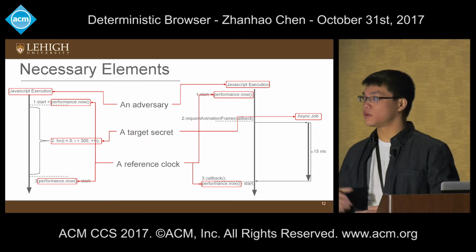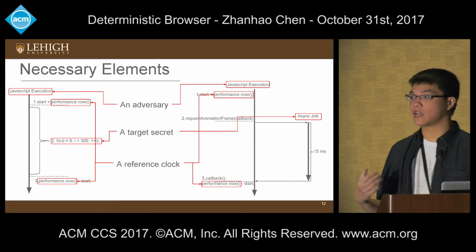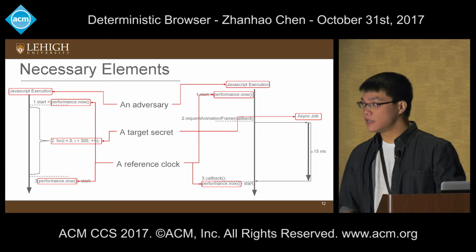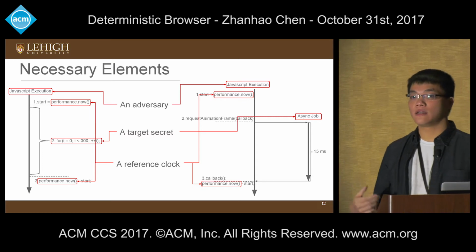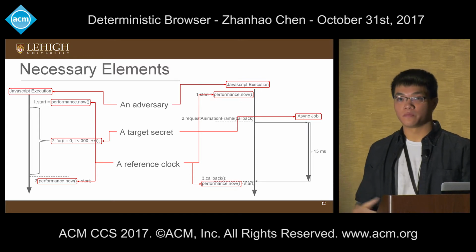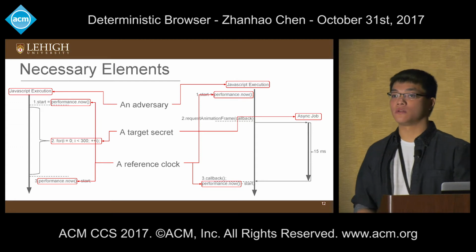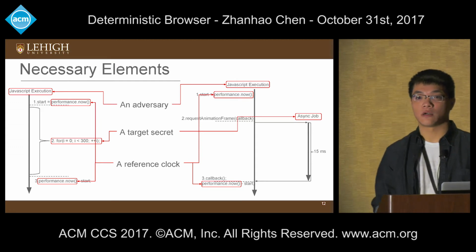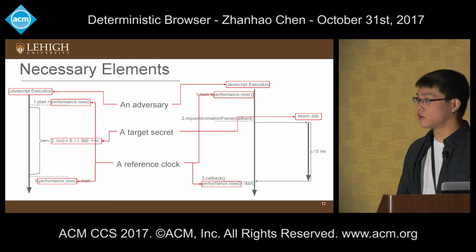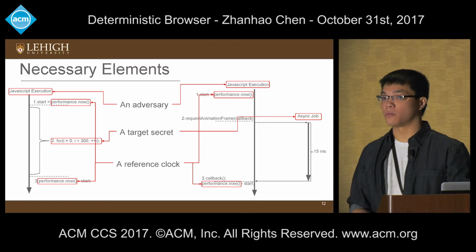So this slide shows the three necessary elements in both cases. Let's take a close look at these three necessary elements. The adversary just looks like normal JavaScript code. Its responsibility is to assign some job to the browser to expose the target secret as well as obtain the timing information. A target secret is what the attacker wants to infer from your browser.